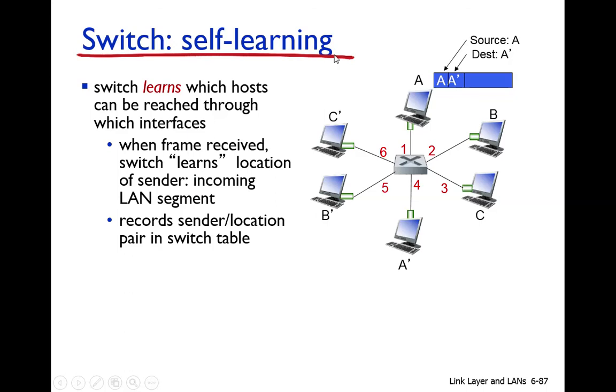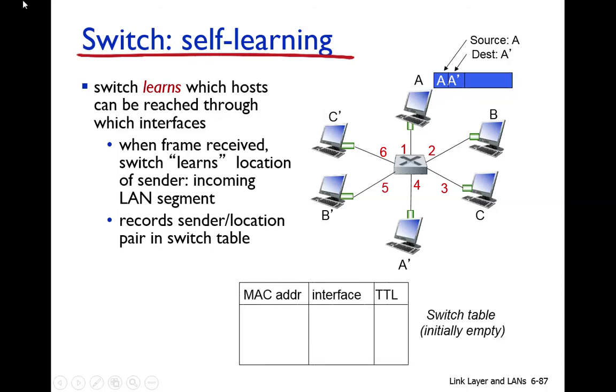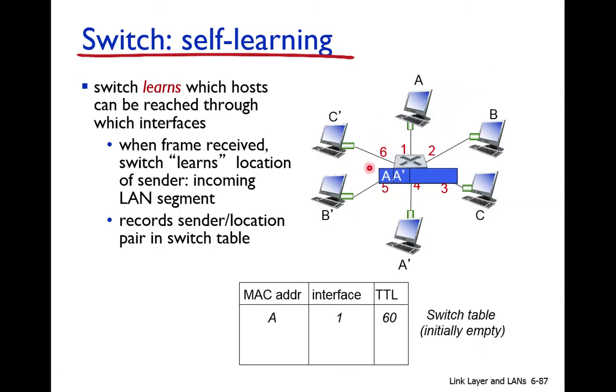Suppose that node A wants to transmit data to A dash, and the switch table is empty. The host A transmits the data to the switch, so the packet is received. When the packet is received, the switch examines that this packet is received on interface 1 and the packet source address is A. So it means that A is reachable via interface 1. It adds this entry in its forwarding table: address A is reachable through interface 1, and the time is 60 seconds. This is the time to live.